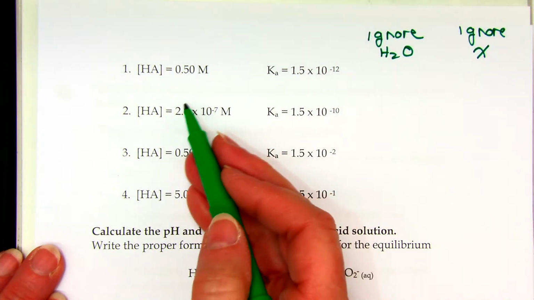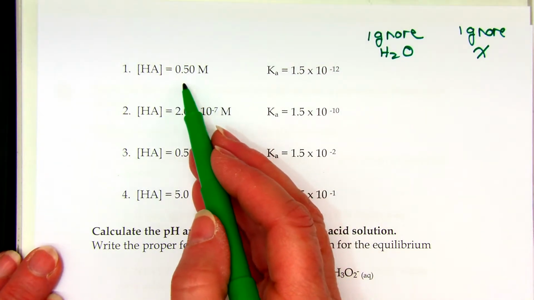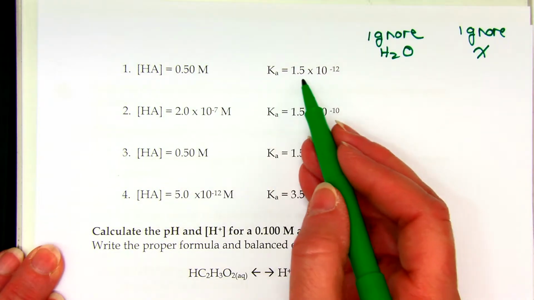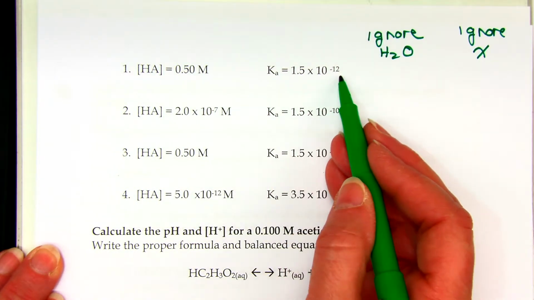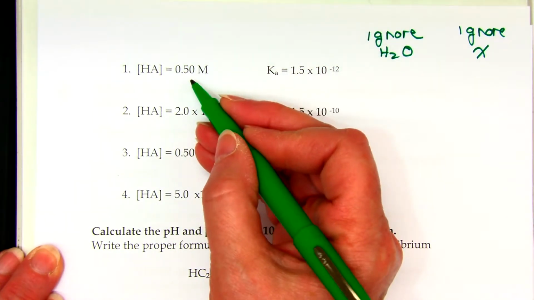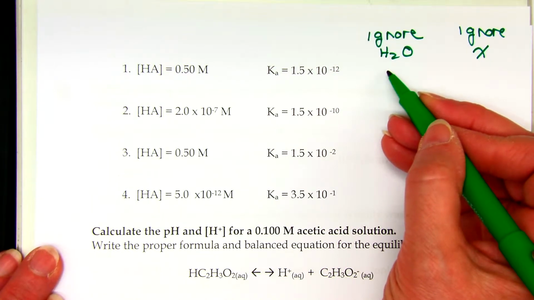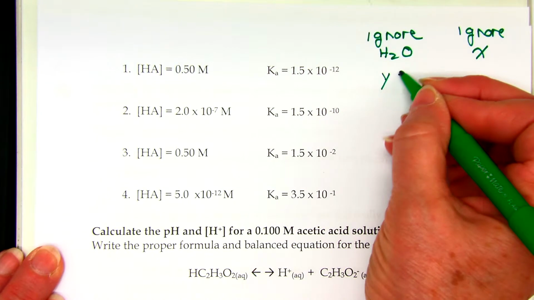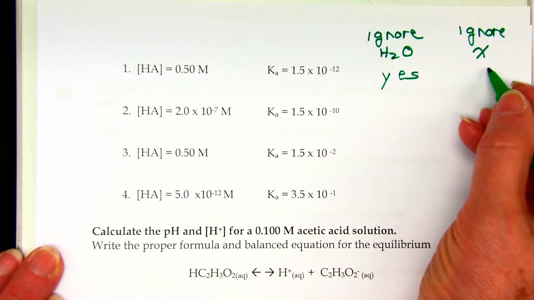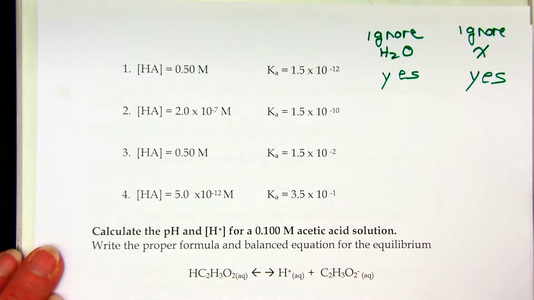So for the first one, my initial concentration of the acid is 0.5 molar. My Ka is 1.5 times 10 to the negative 12th. Is the concentration here big enough that 1 times 10 to the negative 7th is small and I can ignore the hydrogen that comes from water? Yes, it is. Is X going to be small because Ka is small? Yes. So life is easier.